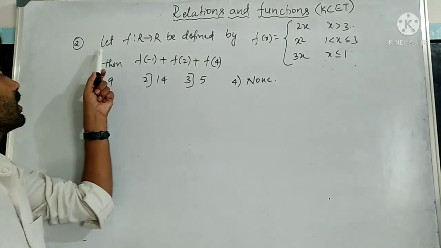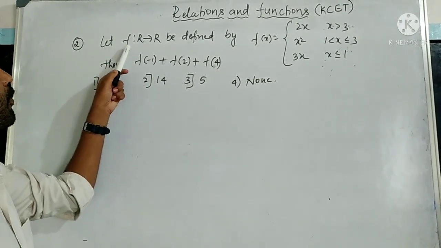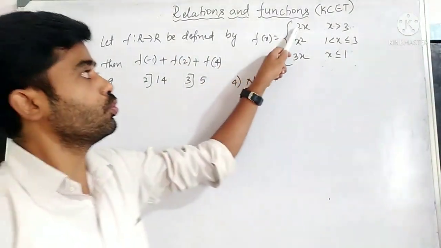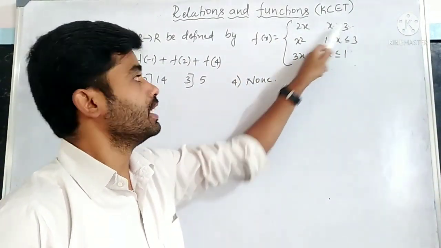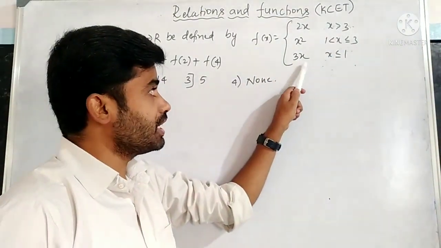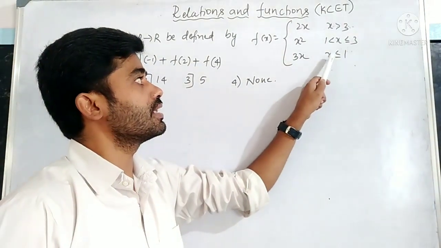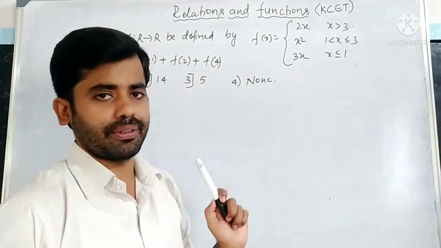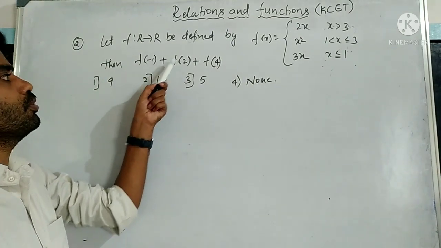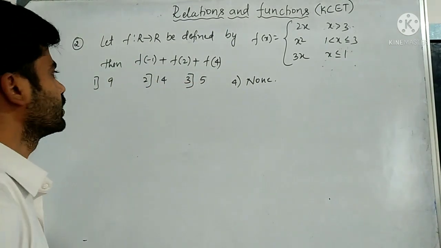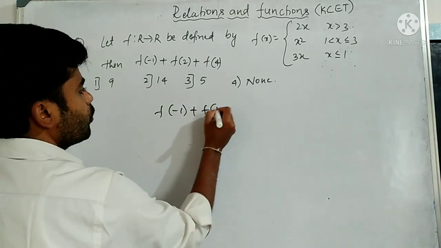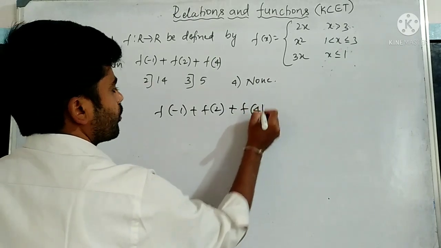Next question is: let function f from R to R be defined by f of x is equal to 2x if x is greater than 3, x square if x lies between 1 and 3, and 3x if x is less than or equal to 1. Then what is the value of f of minus 1 plus f of 2 plus f of 4? You should find it.